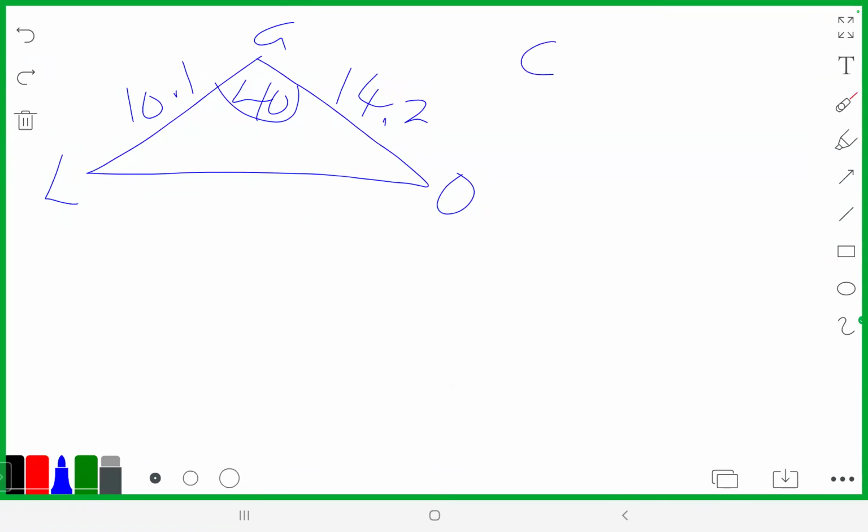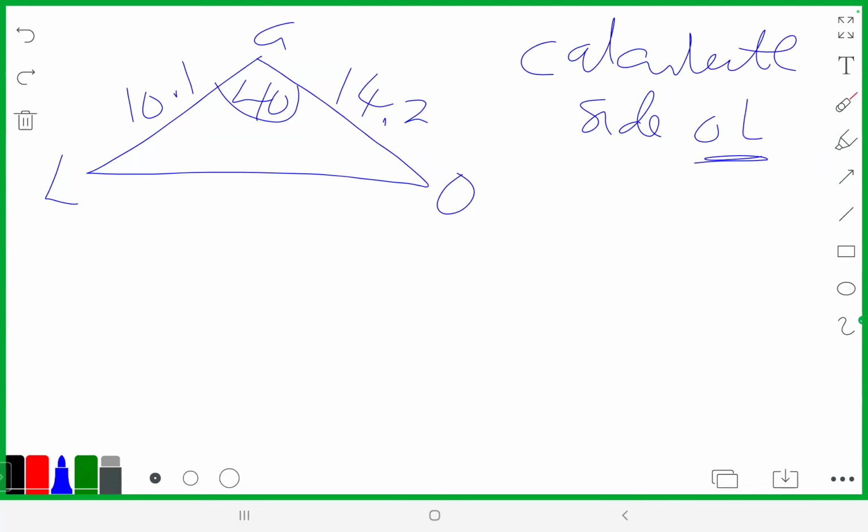I want us to calculate the side OL. The question is that we calculate for this side. Okay, is that clear?